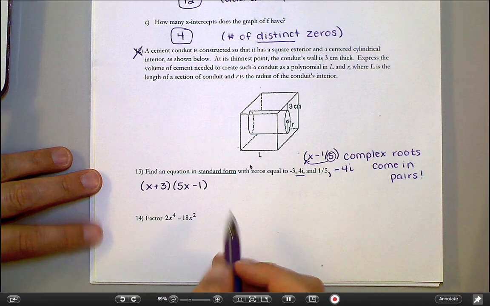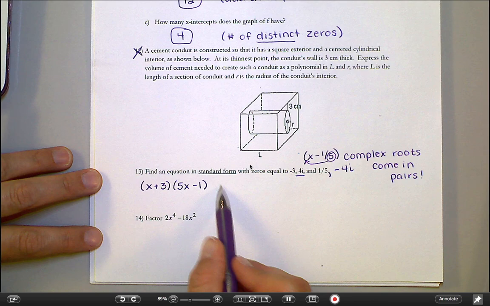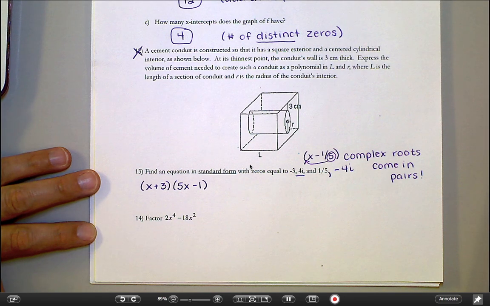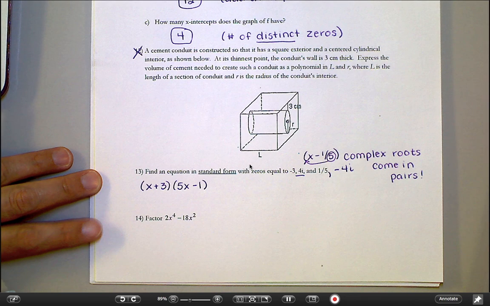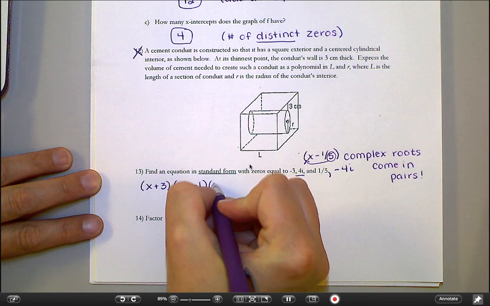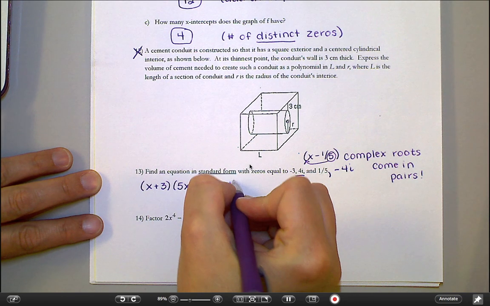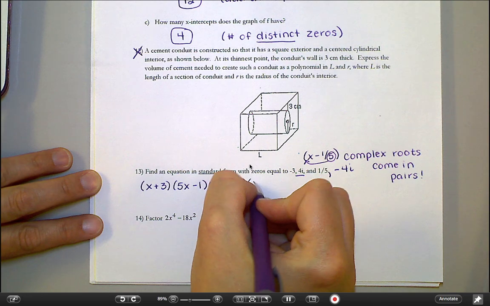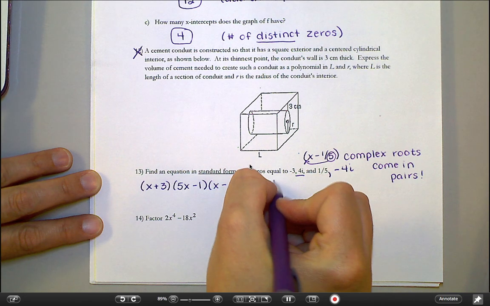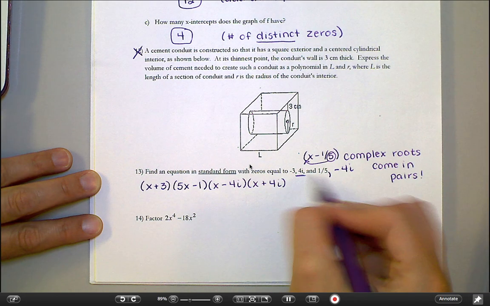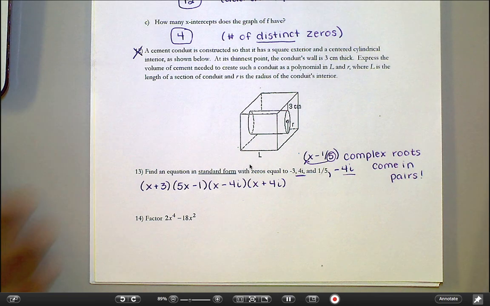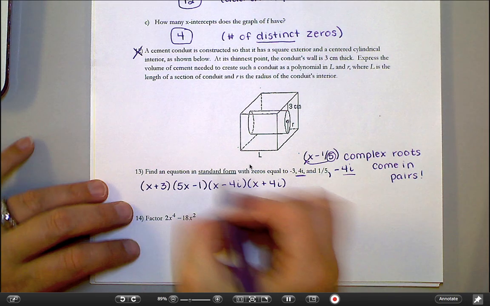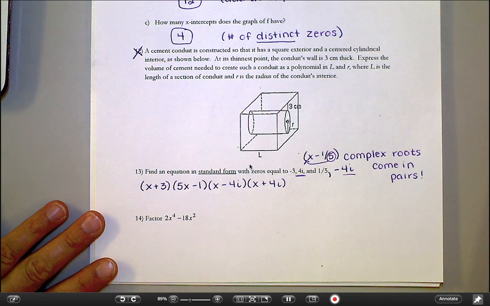And again, the reasoning behind that is if I were to set this equal to 0 and solve it, the answer would come out to be 1/5. Okay? And then I'm going to do x minus 4i and x plus 4i. Okay? And that comes from the 4i and the negative 4i. Okay, now the thing is, it wants this in standard form. Standard form means I need to multiply this whole thing out.